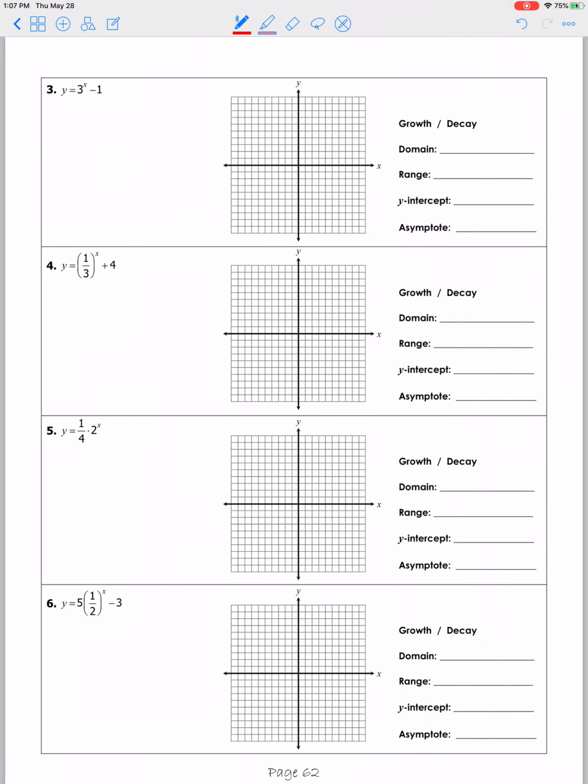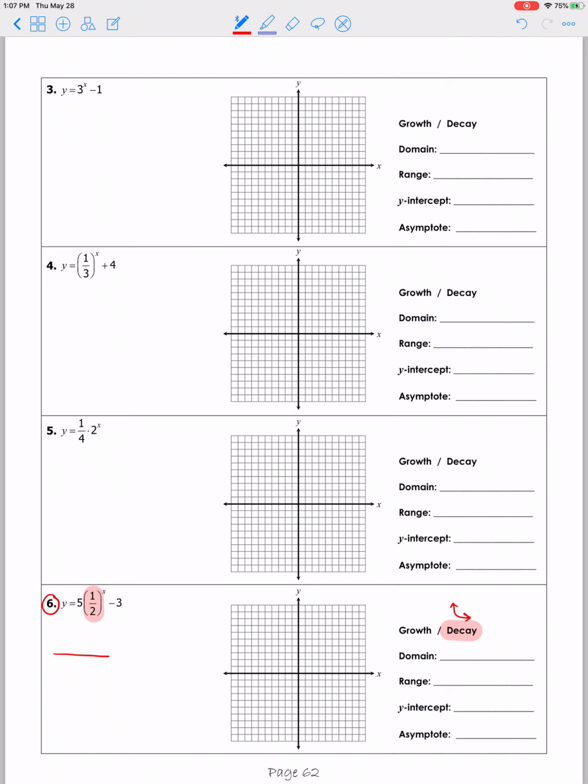Okay, let's do one more as an example, just so you can kind of see what's going on. And I'm going to do number 6 as our example, just because there's a lot going on. We're adding some different steps to it. It's not just the exponential function, but now we're moving it around and playing with it a little bit. So we still want to look at the base to decide if this is going to be exponential growth or decay. And since that base is 1/2, this is going to be a decay. So it's going to look like this. It's going to come down as you go to the right.